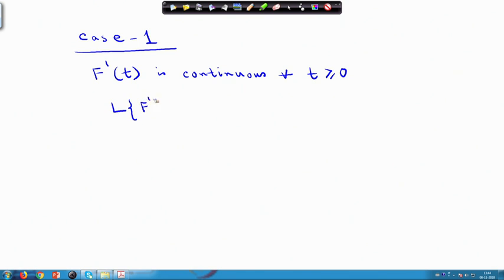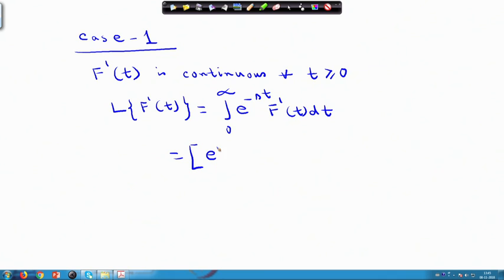Then Laplace transform of f dash t equals, from the definition of Laplace transform, integral 0 to infinity e power minus s t into f dash t dt, and this equals, you can break it into by parts, e power minus s t into f t, where the value of t will vary from 0 to infinity, plus s into integral 0 to infinity e power minus s t into f t dt.